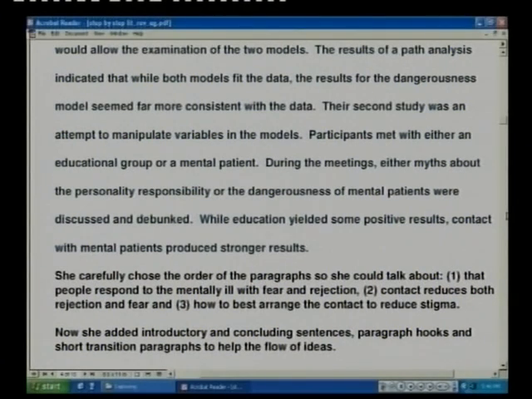Next, she carefully chose the order of the paragraphs so she could talk about some of the points. These are the focus that she is identifying in the main research topic she wanted to do. Number 1, 2 and 3 are mentioned there. The first is that people respond to the mentally ill with fear and rejection. Second, contact reduces both rejection and fear. And third, how to best arrange the contact to reduce stigma. So these were her objectives, or rather we can say it is the hypothesis on which she is working.